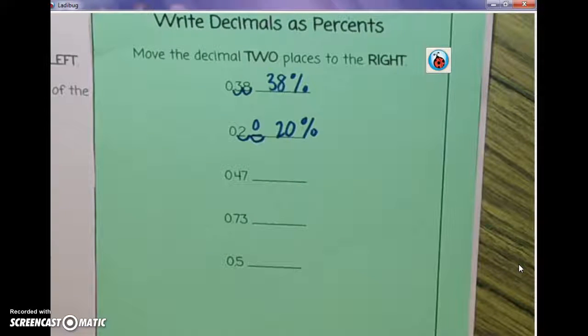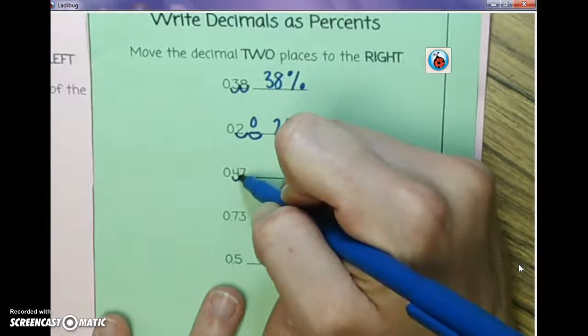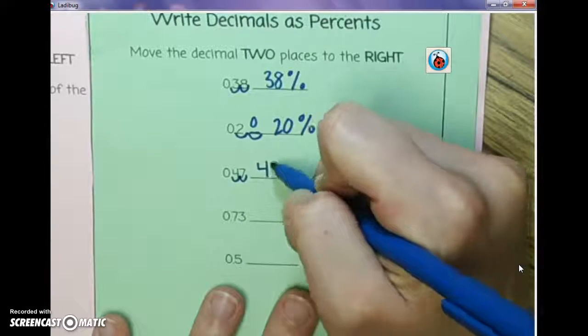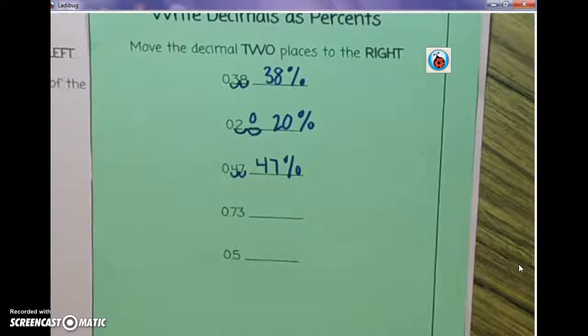0.47. What do I do on this problem? Erica. 47%. Good. If you had problems thinking about which way you move your decimal each time, think about if you move it to the right, it makes it bigger, right? Percentages you want to have bigger, right? Because you want a better grade.